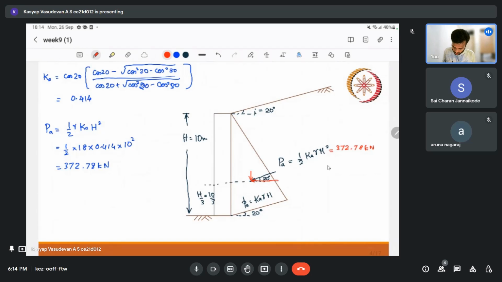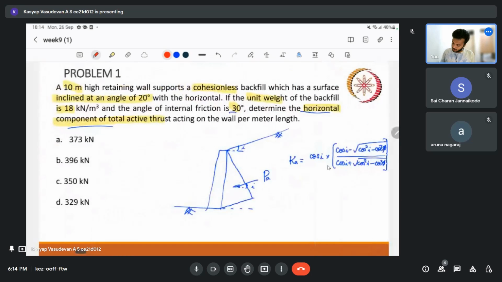So if I'm resolving this horizontally, I can directly find it as cos I, right? So this will be PA cos I. So I can write the horizontal component is PA cos I, which is 372.78 cos 20. That turns out to be 350.30 kilonewton. So that is one of the options we have, 350 kilonewton. So that's how it is done.